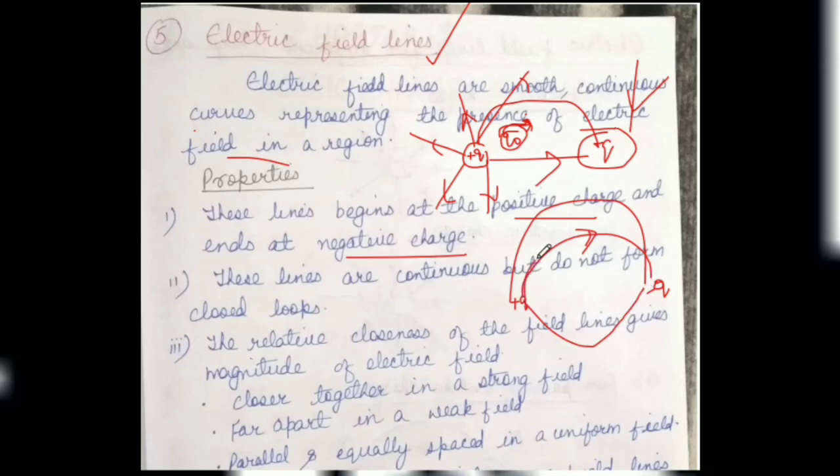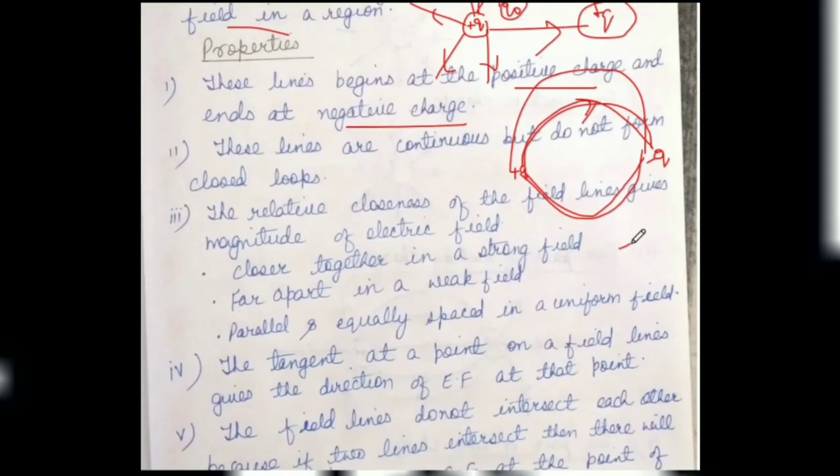These field lines are from this positive charge to this negative charge. This one is from this positive charge to this negative. They do not form closed loops, right? You must remember this one. The relative closeness of the field lines gives the magnitude of the electric field. Suppose this is a plus Q charge and there are a number of field lines, right? These are electric field lines due to this positive charge. The greater the closeness of these field lines, the greater the magnitude of the electric field.